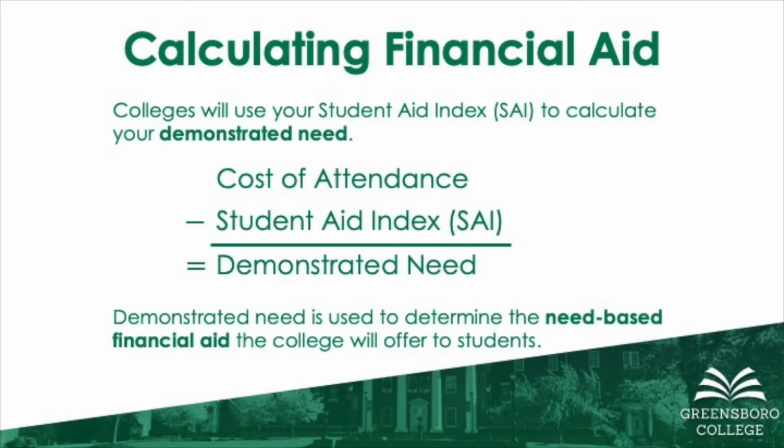Calculating your financial aid. The school takes your cost of attendance. Cost of attendance includes tuition, room, meal plan, and a budgeted line for books, transportation, and miscellaneous expenses, and it subtracts out the SAI, that Student Aid Index. The result of those two numbers is called demonstrated need. The demonstrated need is how the colleges determine what type of need-based aid the student may receive, possibly additional institutional grants or scholarships, loans, or work study.